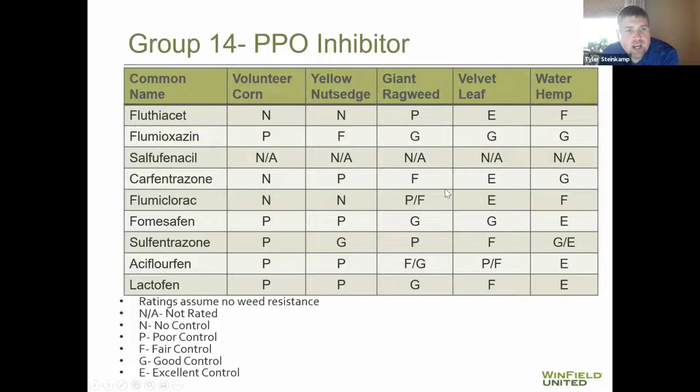Okay, here's just the ratings. These come directly out of the crop protection guide. Now, of course, this is based on non-resistant weeds, right? So waterhemp, you can see certain ones have really good control, certain ones not as good. Definitely want to be paying attention to some of these. However, unfortunately, there are certain ones that have developed resistance. So especially with waterhemp, we might not get as good of control anymore.